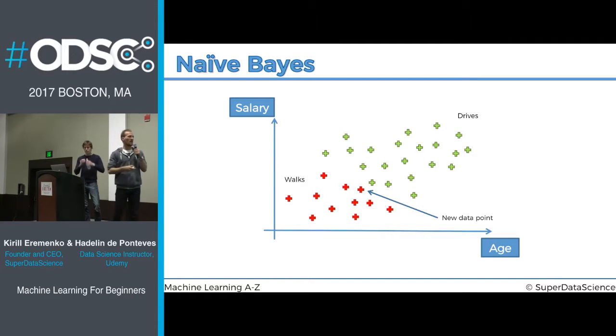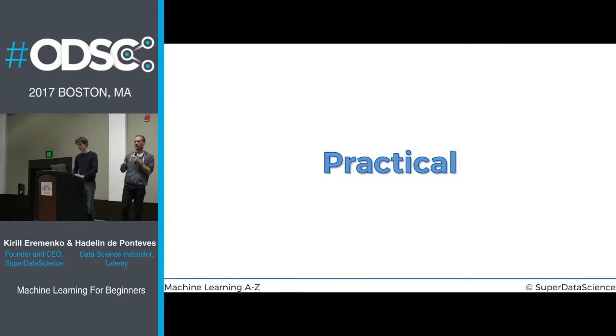So in this case, we're going to classify this new data point as red, as a person who walks to work. And that's pretty much how naive Bayes works. And now Hadelin will show you this in practice. We're actually going to apply it to the same problem, so it'll be fun. Yes, exact same problem, exact same data set.